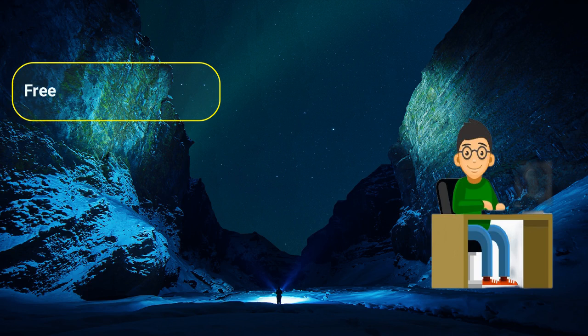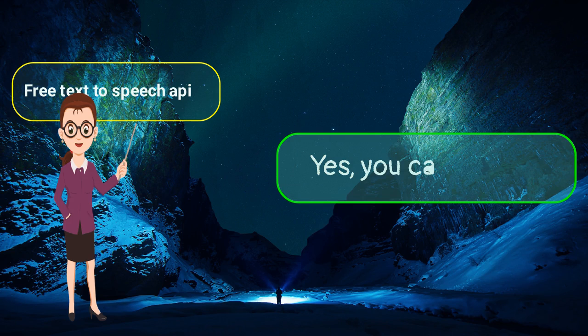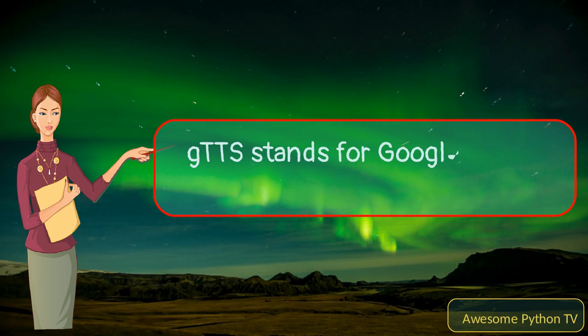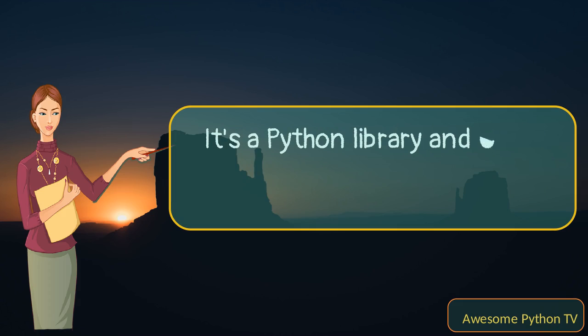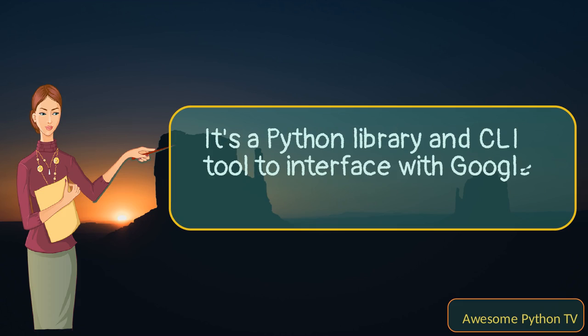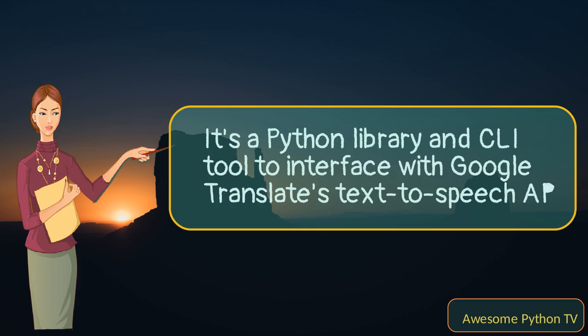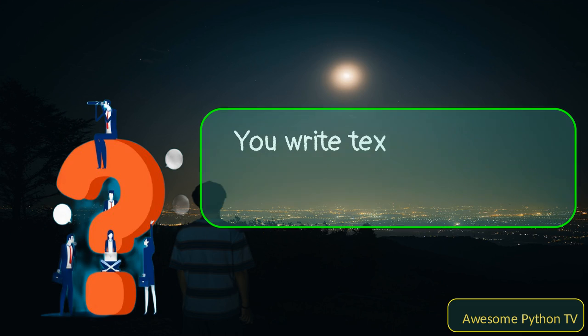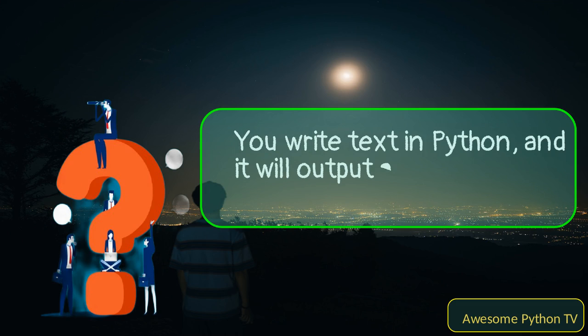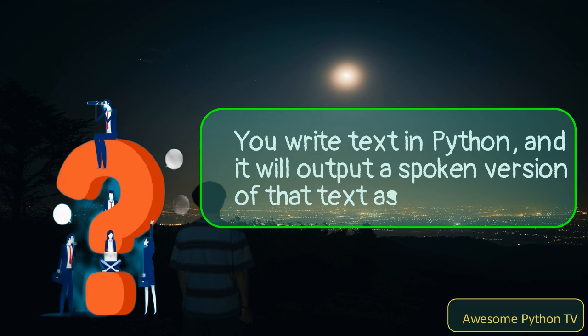I want a free text-to-speech API that I can use for a Python project of mine. Do you know of any? Yes, you can use gTTS. gTTS stands for Google Text-to-Speech. It's a Python library and CLI tool to interface with Google Translate's text-to-speech API. You write text in Python, and it will output a spoken version of that text as an audio file.